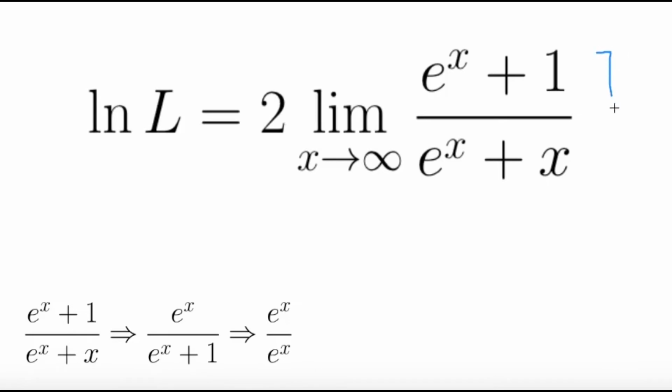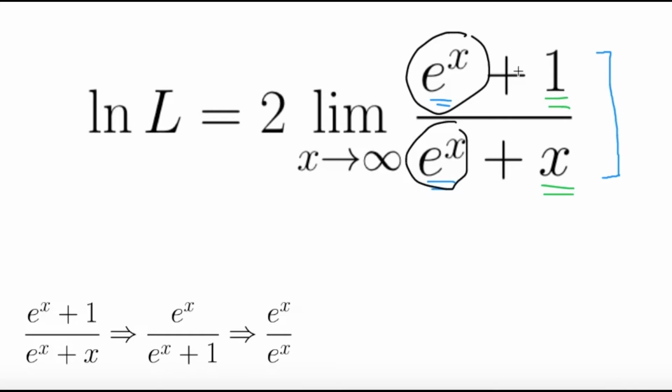Now, some of you may have noticed already that this limit approaches 1. Why? Because since we have e raised to x plus 1 all over e raised to x plus x, it is well known that an exponential function grows faster than any polynomial function. Since we have the e raised to x here, it's an exponential function, and then we have 2 polynomial functions over here. So we know that as x approaches infinity, both the numerator and the denominator will tend toward the value of e raised to x. So we would expect the answer to be 1.